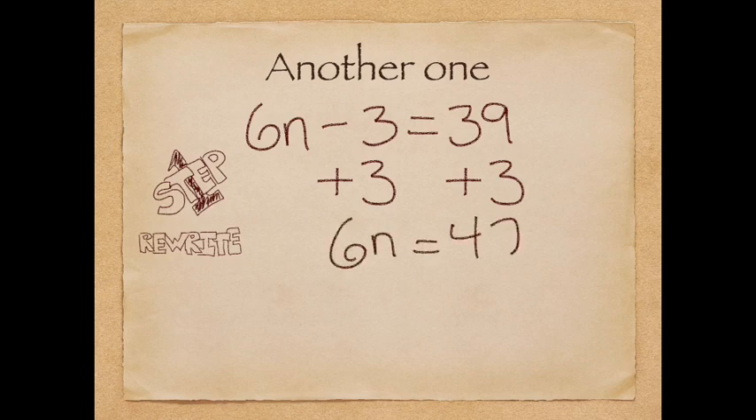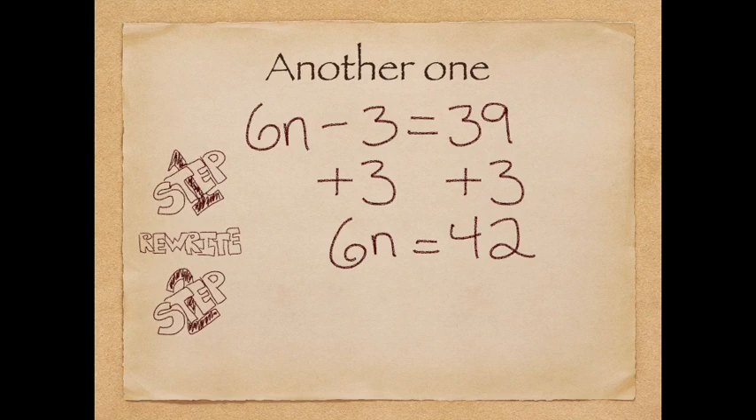So what happens? That negative 3 and the plus 3 cancel, they turn into a 0 and go away, leaving me with only 6n on the left side. 39 plus 3, that's 42, leaving me with 42 on the right side. Great. This looks like something I can handle. This looks a lot like step 2.